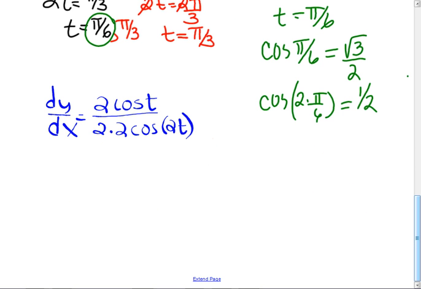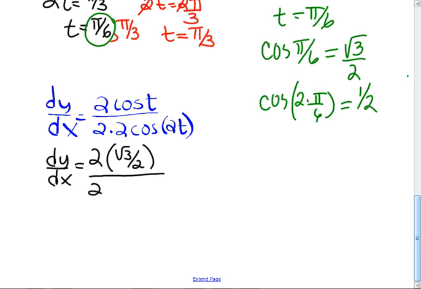So it's 2 times the cosine of t. Actually, you know what? I don't even want to simplify that. Because it's 2 times the cosine of t, which was square root of 3 over 2, right? And then it was 2 times the cosine of 2t, which is 1/2. What's going to happen to these 2's? They go away, and the answer is the square root of 3 over 2.